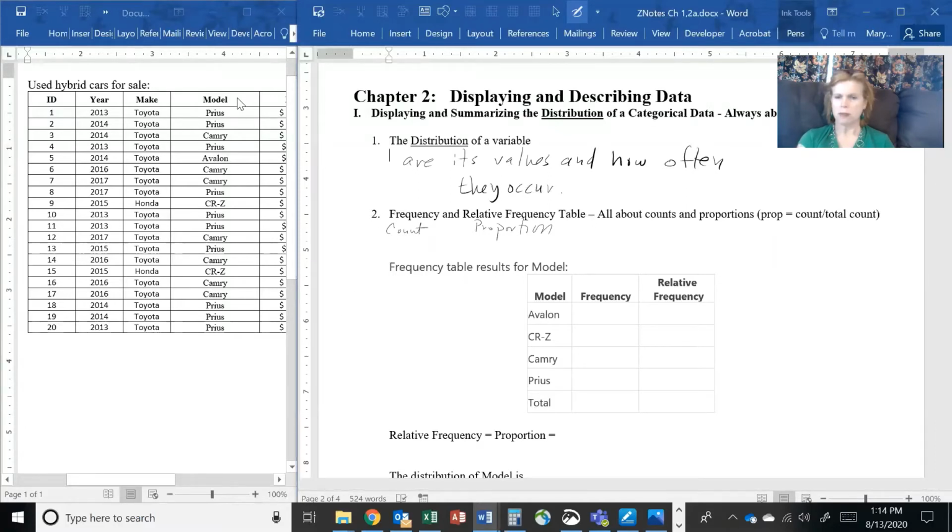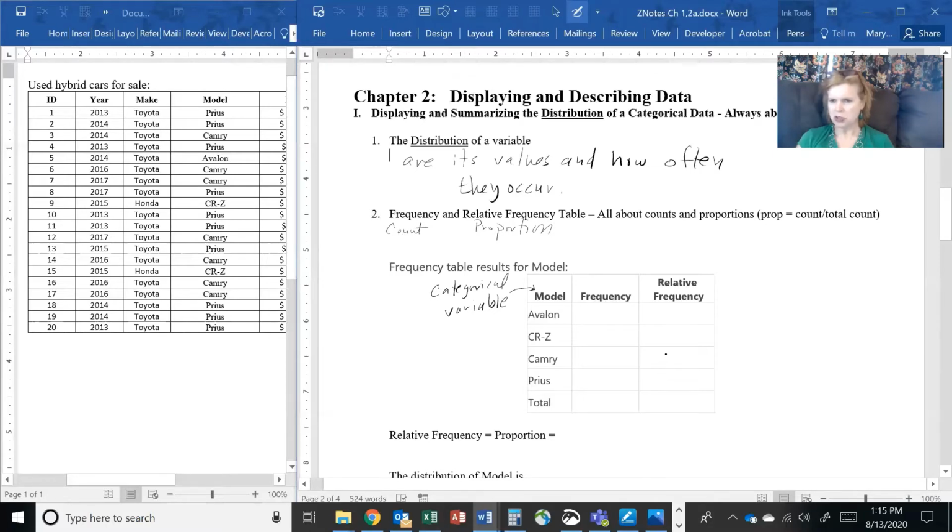Okay, so the distribution of model then is going to be each model that's listed here and how many cars are that type of model. So we organize that into what's called a frequency table. So you can see here I have my categorical variable here, which is model. And we're going to summarize that by its frequency of each type of model and its relative frequency.